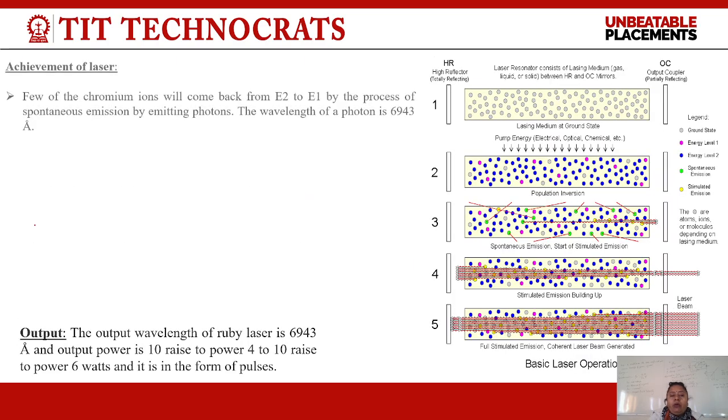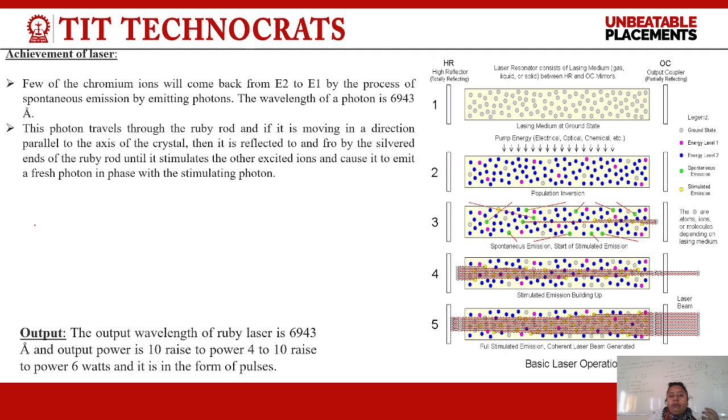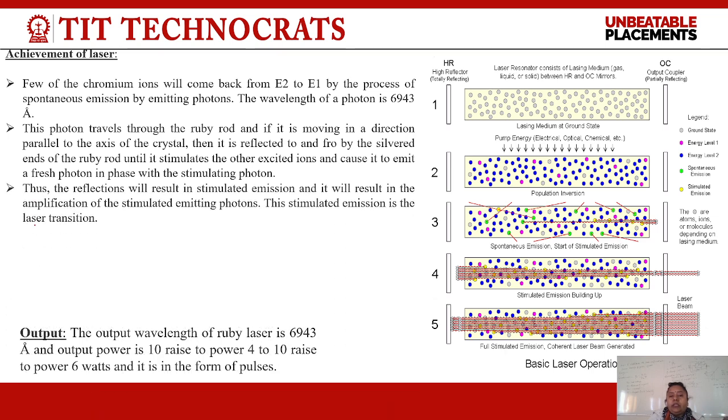Now what happens? A few chromium ions come back from E4 to E1 by the process of spontaneous emission, not stimulated emission. Keep this in mind. In this way, a photon of wavelength 6943 angstrom is generated. Now we are at this stage.